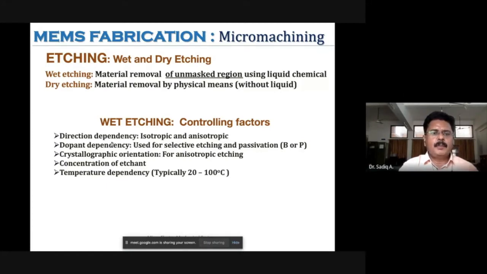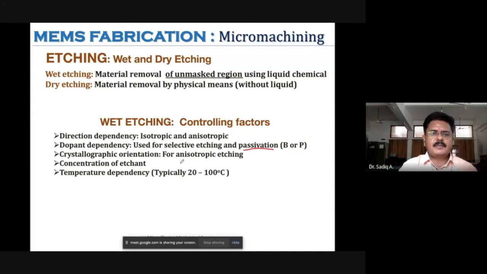Another factor is dopant dependency. We can add some doping material such as boron or phosphorus in the substrate material, and this doping material can act as a passivation layer. Passivation means inactive. That means in the region of the substrate itself, if there is passivation by means of boron or phosphorus or any other kind of dopants, then it is possible to control the etching rate in that region. So dopant dependency is another factor that can control the wet etching process.